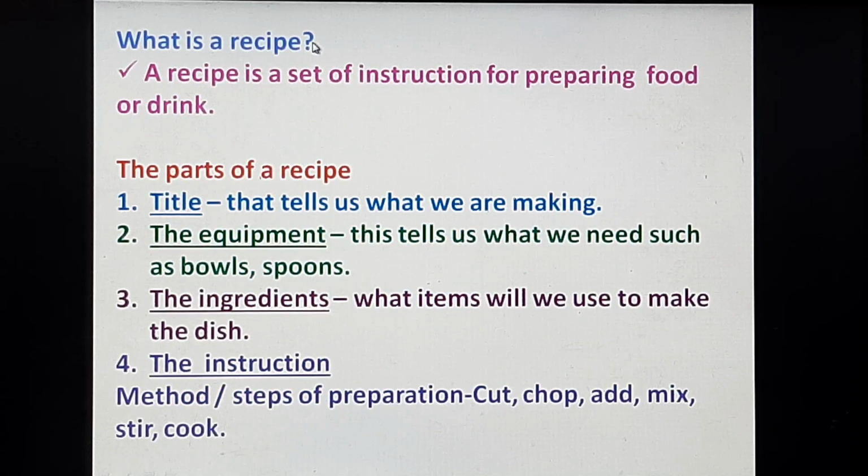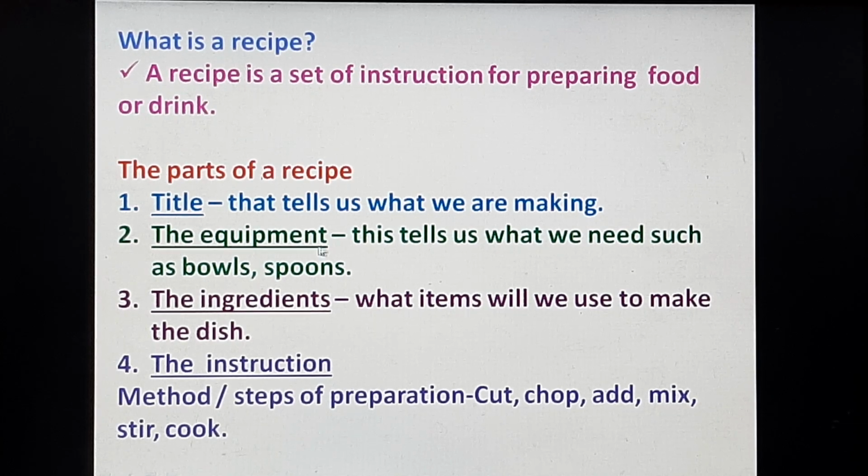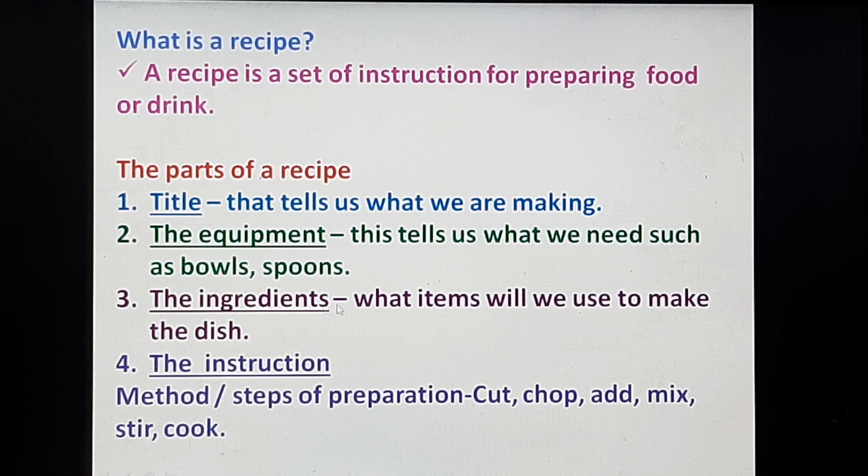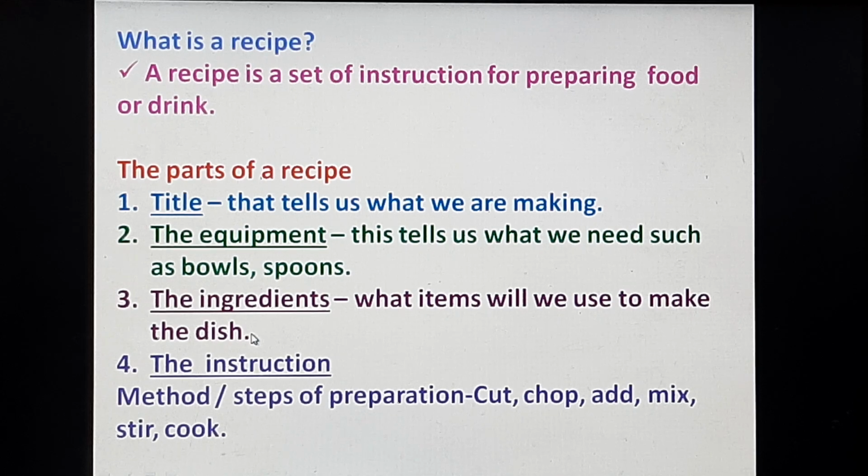So, what is a recipe? A recipe is a set of instructions for preparing food or drink. Now, let's see the parts of a recipe. Title, that tells us what we are making. Then the equipment, this tells us what we need, such as bowls, spoons, pots, pans, tawas, etc. Then the ingredients, what items we use to make the dish. The instruction, the method or steps for preparation, like wash, cut, chop, add, mix, stir, cook, etc.